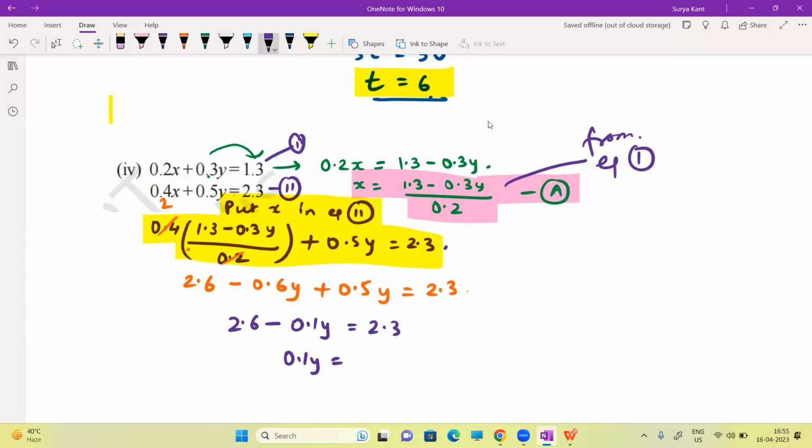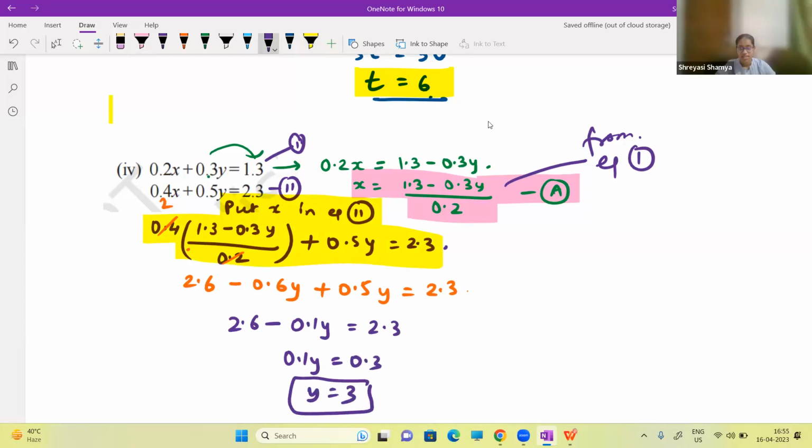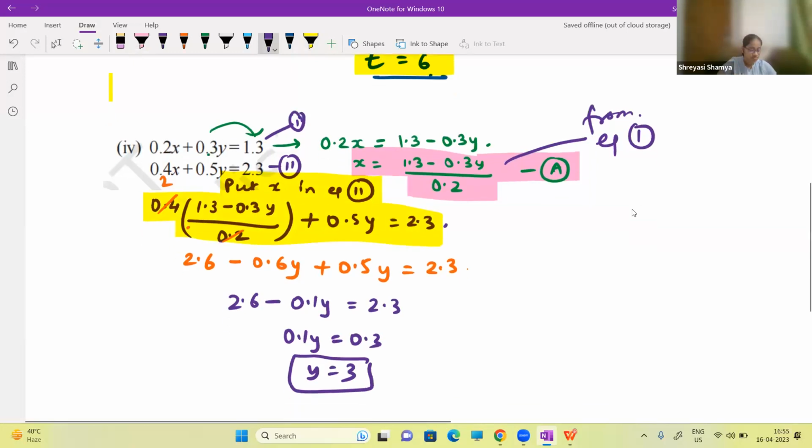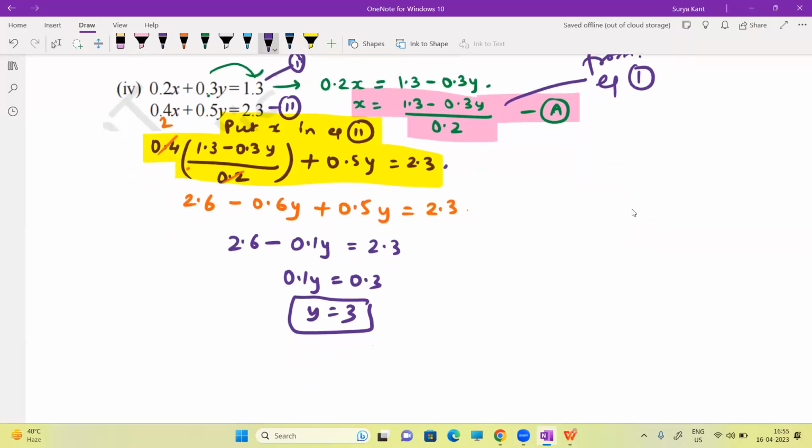So 0.1y equals 0.3. So y equals what? 3. Yes, sir. Put y in equation number A. Then what will you do? Put y in equation A. So x equals what can you write?